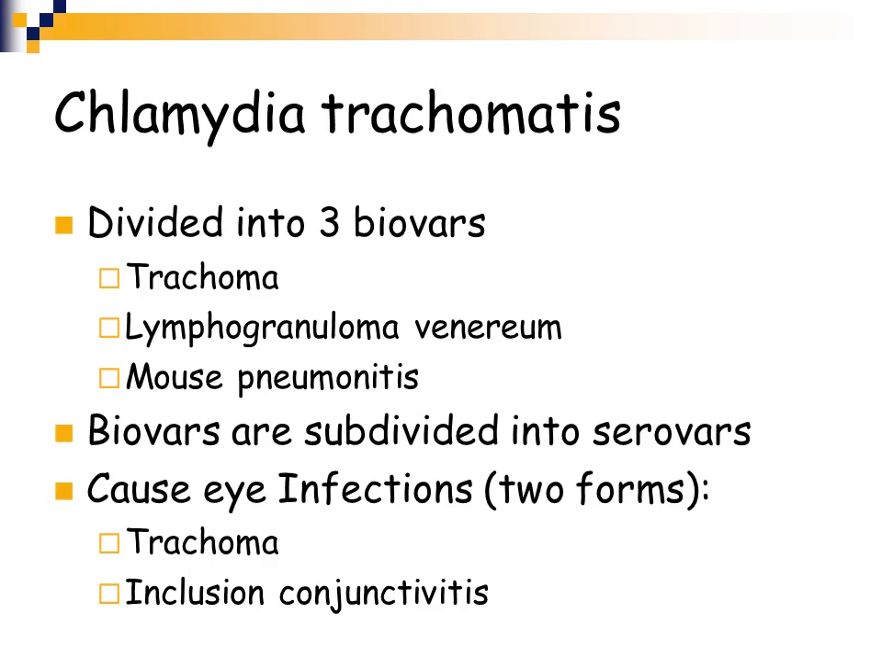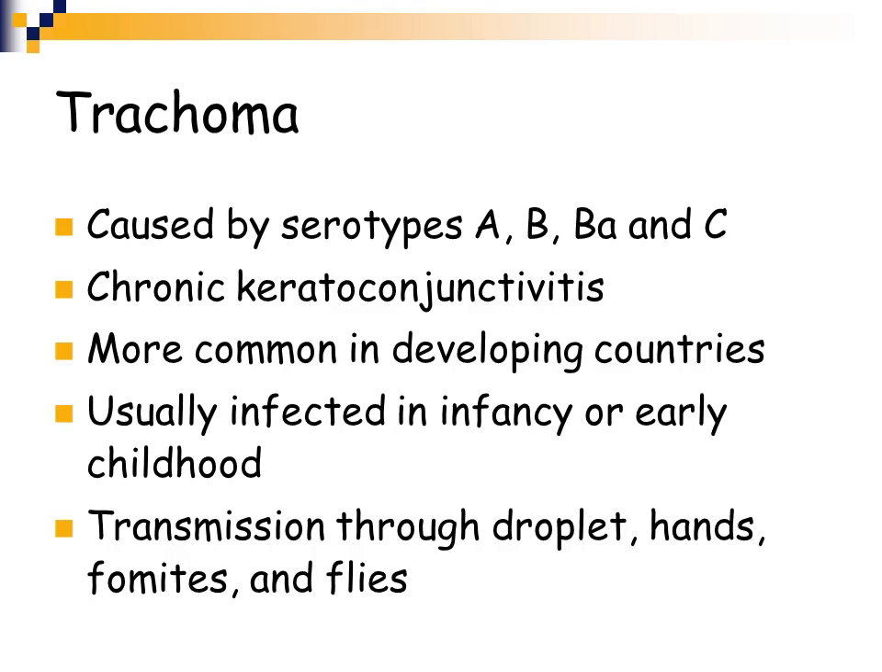In general, Chlamydia trachomatis causes eye infections, and there are two different forms of eye infections. It causes trachoma and it causes inclusion conjunctivitis. So trachoma is caused by different serotypes of Chlamydia trachomatis, serotypes A, B, BA, and C. Now, trachoma is a chronic keratoconjunctivitis that's much more common in developing countries. We really don't see trachoma, the disease trachoma, in the United States.